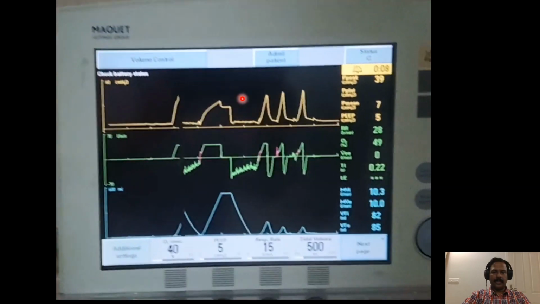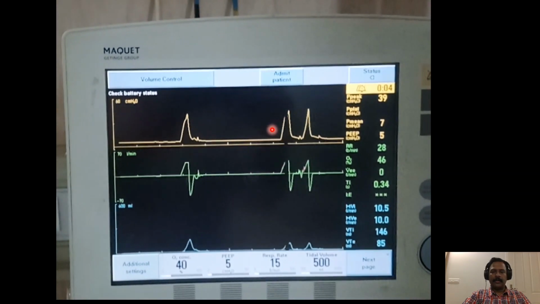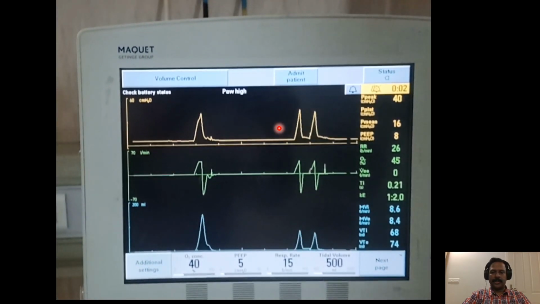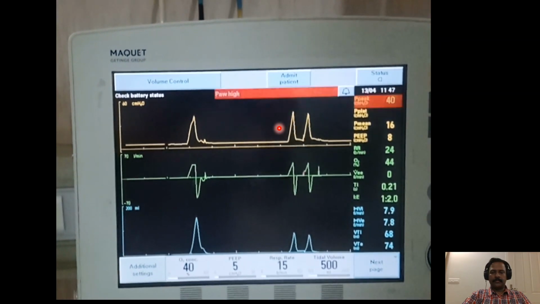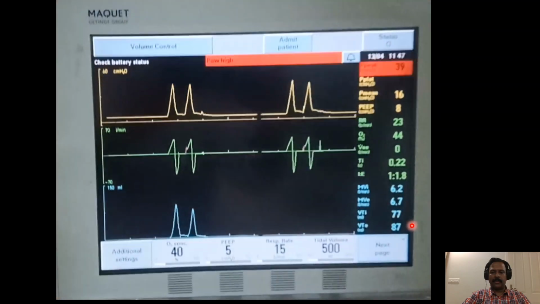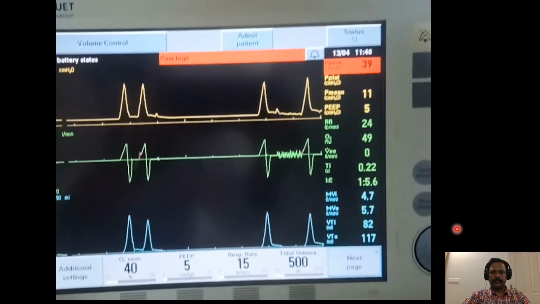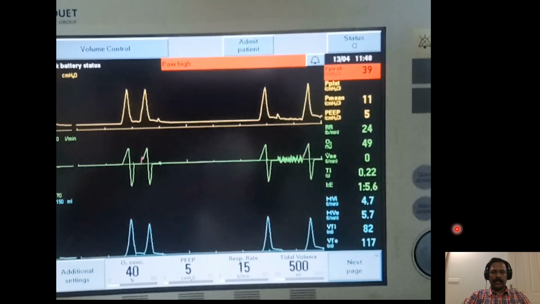You can see here the alarm showing high airway pressure. The P peak is high. The graph has changed its shape. And we are having change in VT and VTE. So I have taken a screenshot here.